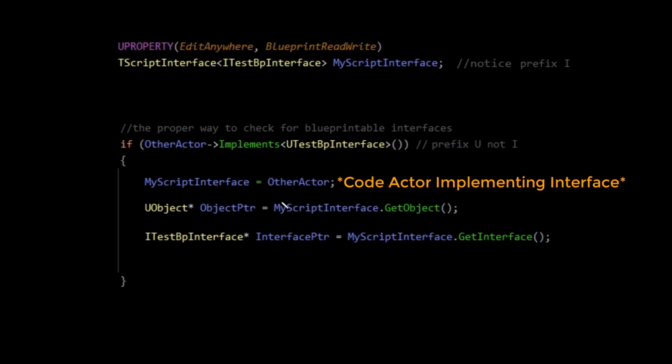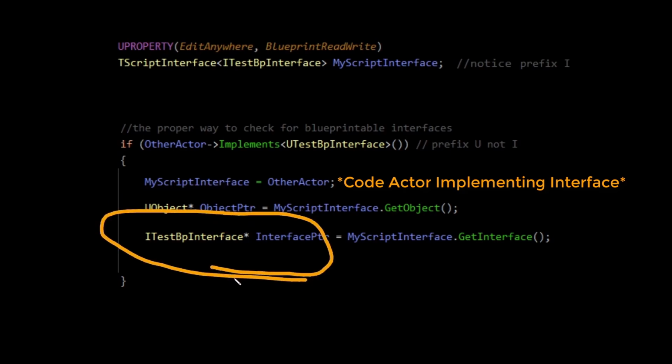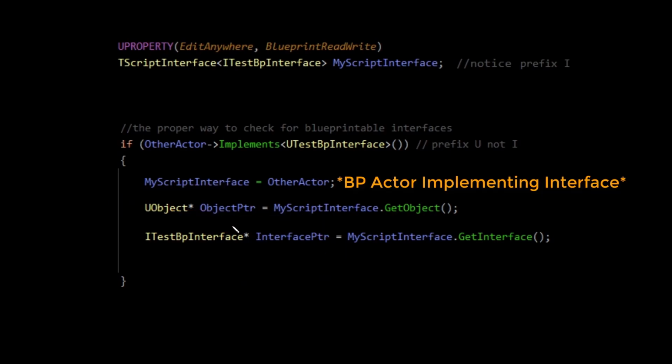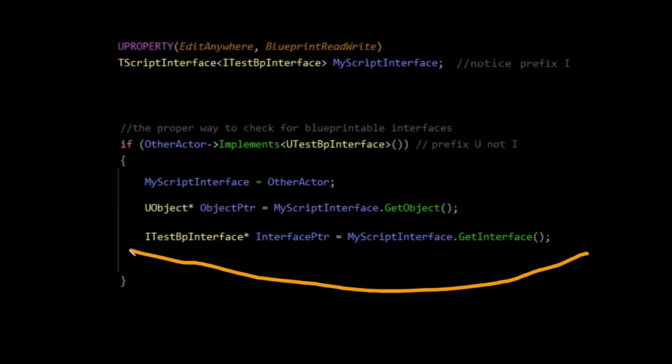If you pass in a code actor, you can get a valid pointer for the object, and you can get a valid pointer for the IInterface. If you pass in a blueprint actor, then you'll get a valid pointer for the object, but you will not get a valid pointer for the interface. This will be a null pointer. And that's kind of the behavior of the IInterface not existing in the blueprint.